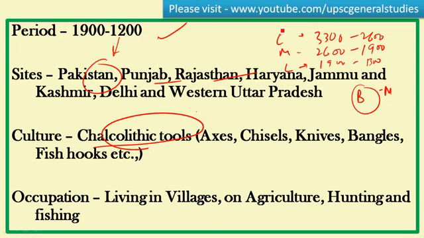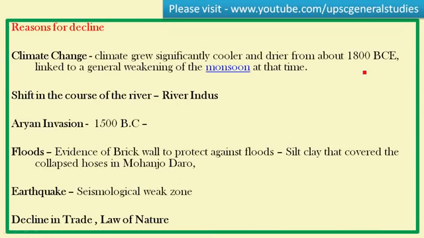Next, the occupation of the people was agriculture. The people started living in villages in the late phase, whereas in the matured phase people were prosperous in urban settlements. They also took up hunting and fishing as an occupation, which was minor during the matured phase. And let's look at the reasons for the decline in the Harappan civilization.